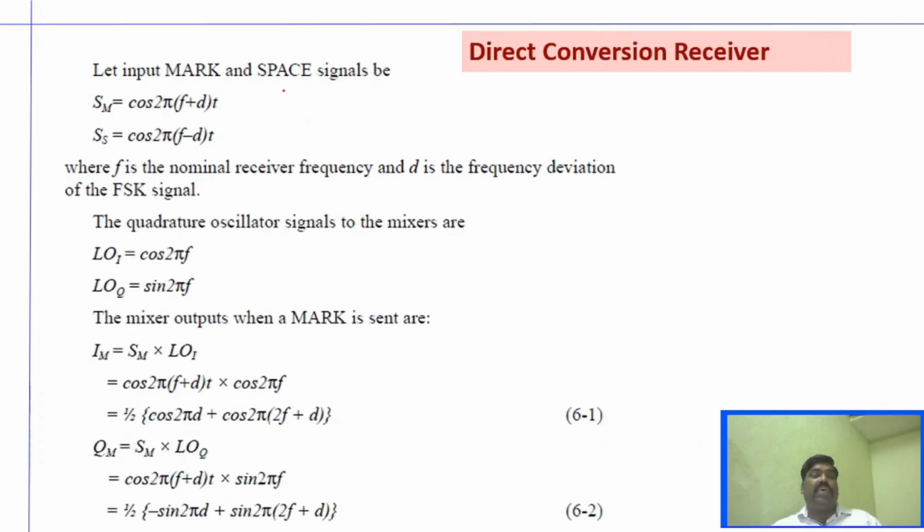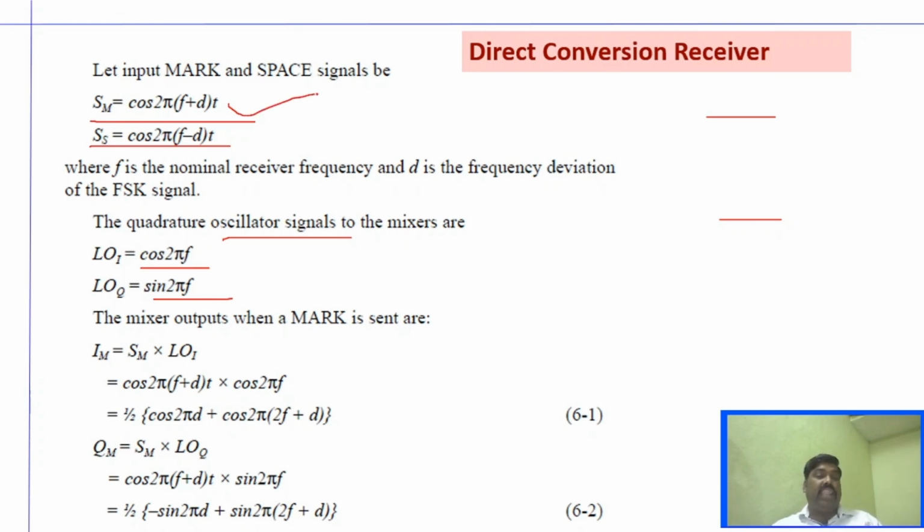Now coming to this expression, so that you can understand how the receiver works, let us consider two signals, one signal at the top, another signal at the bottom, right? So the mark signal can be represented like this: cos 2 pi (f plus d) t. And the space signal can be represented by cos 2 pi (f minus d) t, that is 90 degrees out of phase, right? And the two local oscillator signals can be represented as cos 2 pi and sin 2 pi, right? And let us say first we'll take only the mark signal.